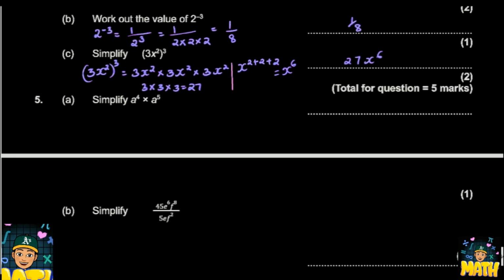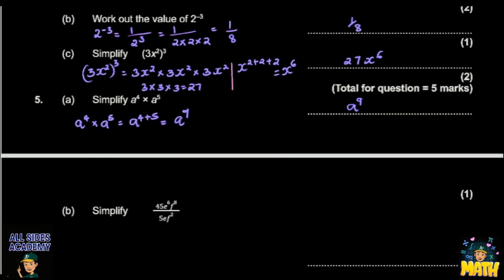Simplify. The first law of indices tells us that we can add the powers, or add the indices, if we are multiplying the numbers. So 4 plus 5 gives you 9. So a to the power 9. A to the power 9, you have to remember that.